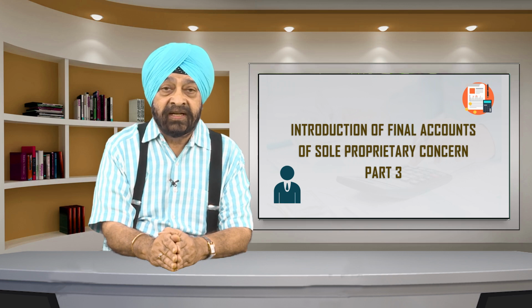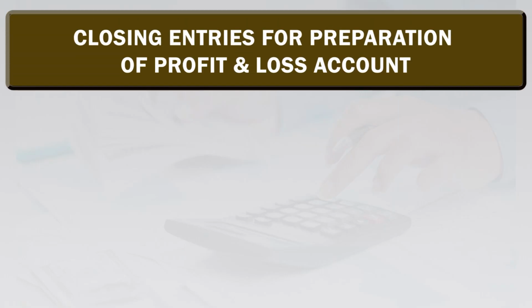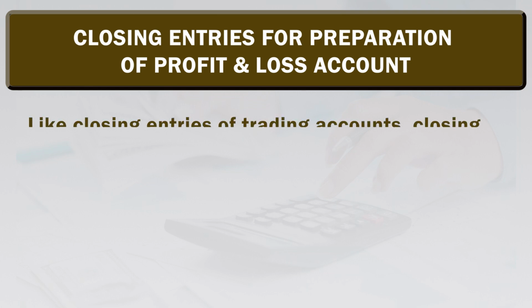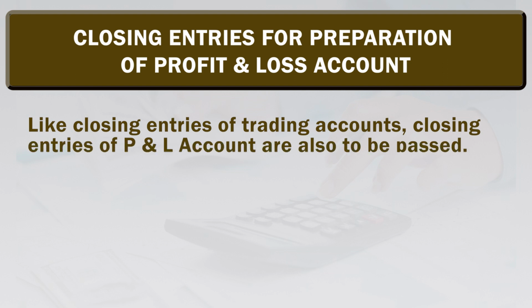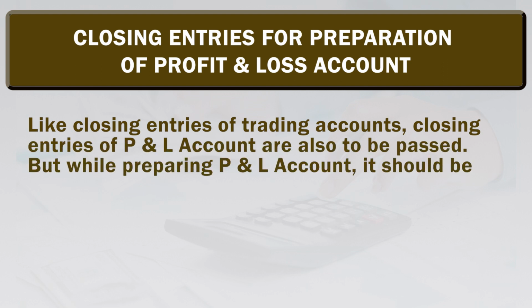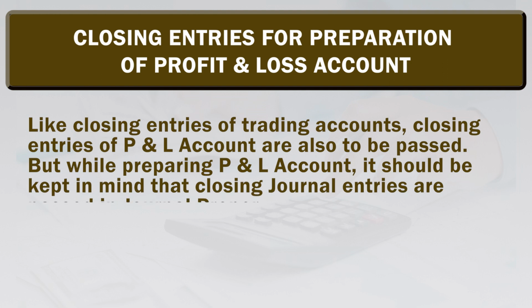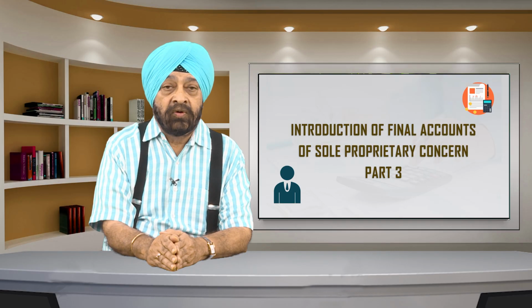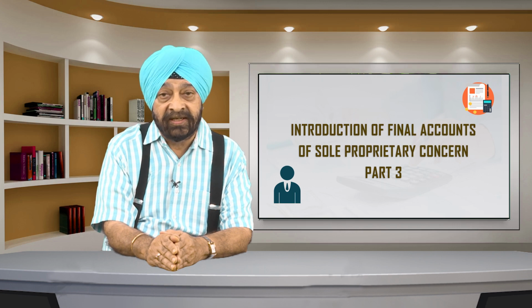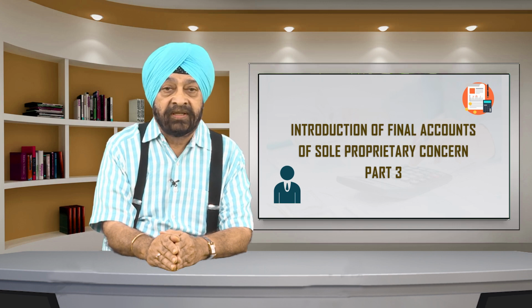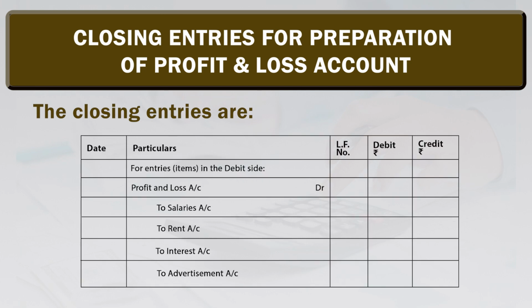Now friends, another item to be shown over here is closing entries for preparation of profit and loss account. As we have seen certain closing entries in trading account, like that we will have some entries for profit and loss account. But while preparing profit and loss account, it should be kept in mind that the closing journal entries are passed in the general journal. Closing journal entries means transfer of balances of all revenue accounts other than accounts appearing in trading account. The closing entries are here, friends: whatever items are shown at the debit side of profit and loss account are to be credited.